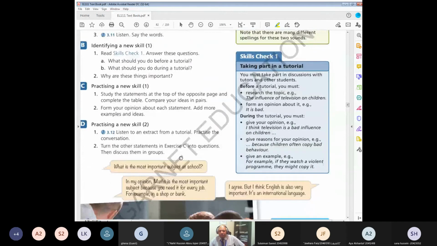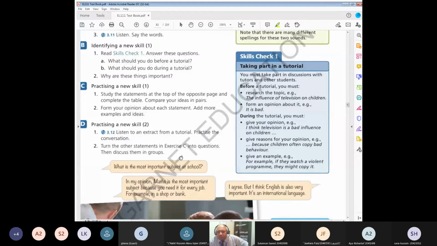Okay, so let's move to something else. This is taking part in a tutorial. Remember, I told you that what we're doing now is part of a tutorial. A tutorial is like a class, but it's not as big as a lecture where you normally have hundreds of students. In tutorials, students are allowed the opportunity to speak and participate, right? So you must take part in discussions with tutors and others, and this is exactly what you do.